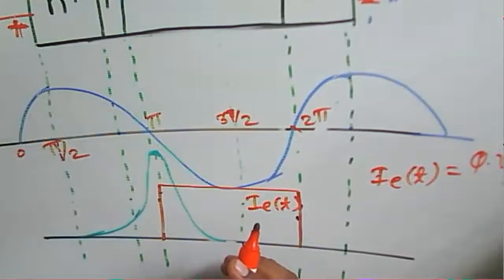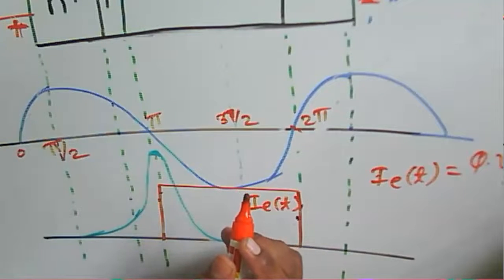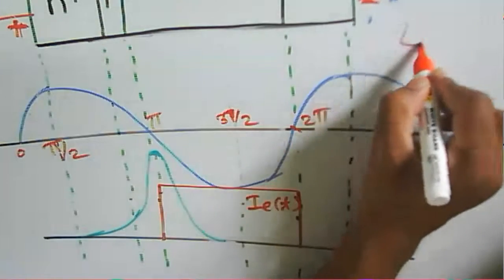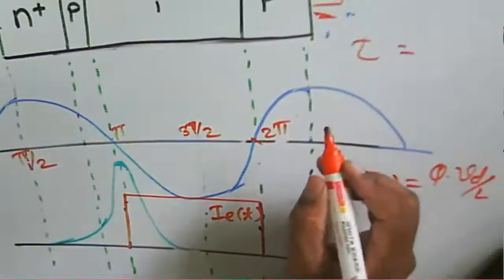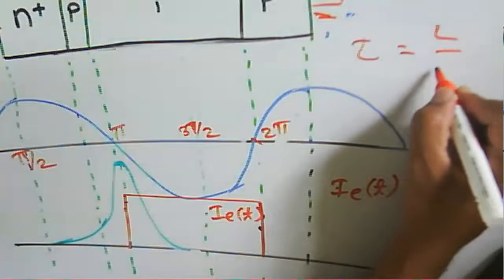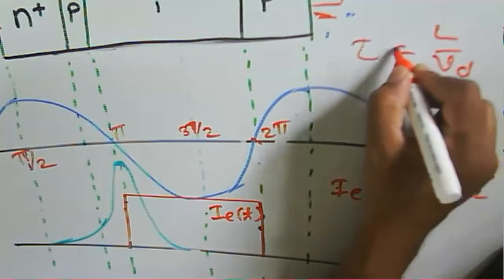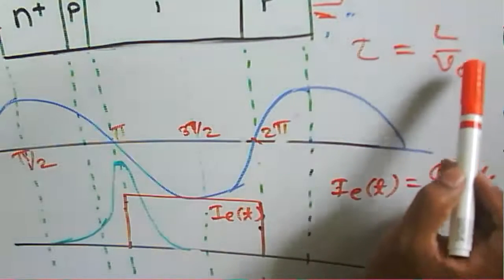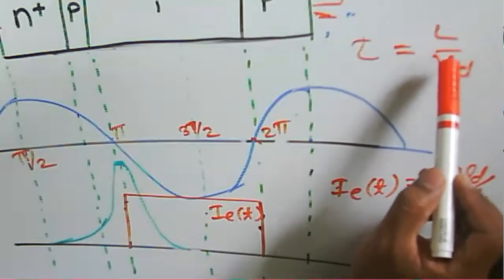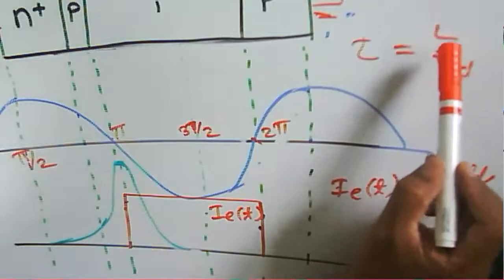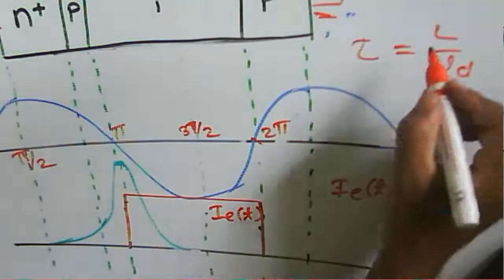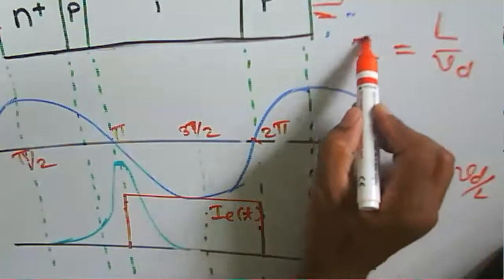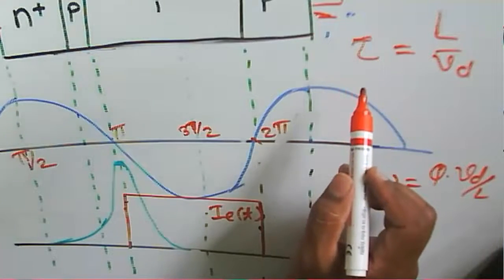Tau is nothing but what? What will be the transit time? So that is about tau here. We considered that tau earlier. It depends upon the length and the voltage, that is, the drift velocity of the electron. So L is the length and Vd is the drift velocity. So this is what you can call the transit time.